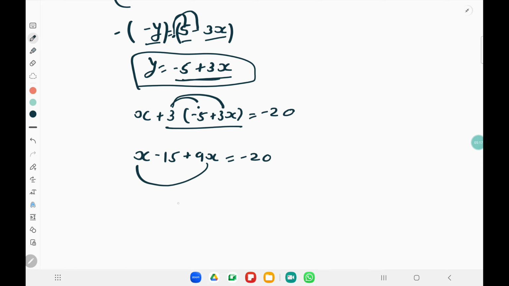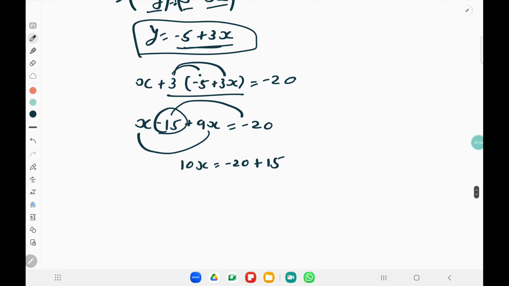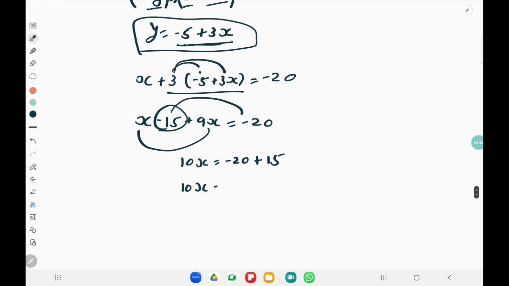Okay, I collect these like terms. So 1x and 9x both are positive, so 10x. And this 15 I move to the opposite side. So it was negative here. When I change the side, I change the sign. Sorry, it is 15, not 20. 15. Okay. So 10x equals minus 20 plus 15, going to be minus 5. Now to get rid of this 10, we divide both sides. So x equals negative half.